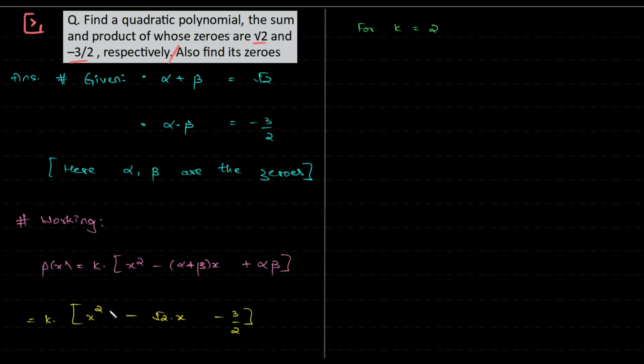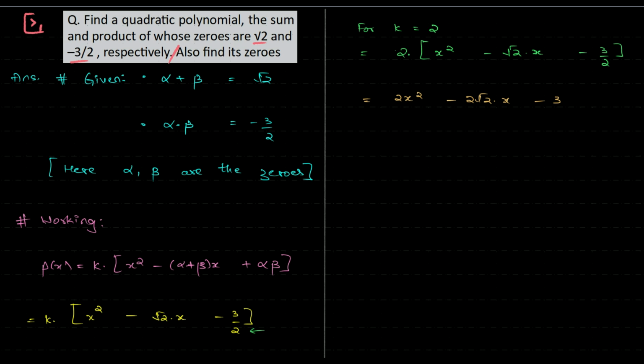So for k equal to, what should I take? 2. If I take 2, this entire expression becomes without a denominator, it has a denominator that is 1. So that 2 goes away by taking k as 2. So for k as 2, what will you end up with? 2 times x square minus root 2 x minus 3 by 2. So this would be 2x square minus 2 root 2 x minus 3, since 2 into 3 by 2 is 3. All that math you have to do fast.